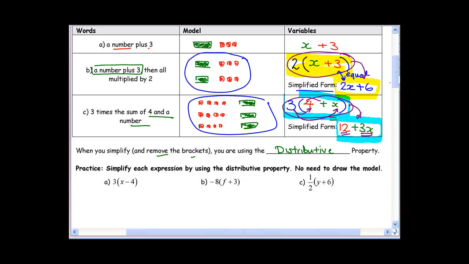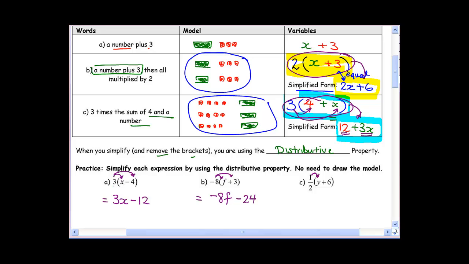So let's not draw models anymore. Let's see if we can simplify just using this thing called the distributive property. So once again, you take the number outside the bracket and multiply by every single term inside the bracket. So what's 3 times x? 3x. And what's 3 times negative 4? That's negative 12. So your answer here is 3x minus 12. Done. Yeah, that's it. So try part B now. Okay. Negative 8 times f, negative 8f, negative 8 times positive 3, negative 24. Done.